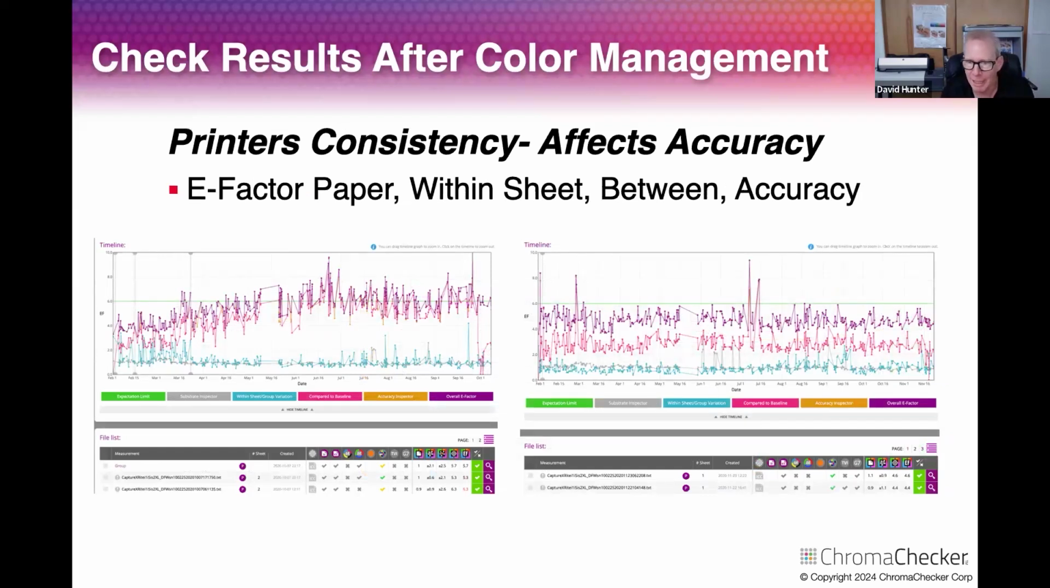The other printer, look at how stable it is. Now, this could have been due to temperature and humidity, which ChromaChecker tracks to make sure that's in line. But the printer on the right, even though they finally did reprofile it and they got it back into line, there was a huge period of time there where these two printers were not matching. And they were not matching because the printer had drifted and the variation of the printer was too high.